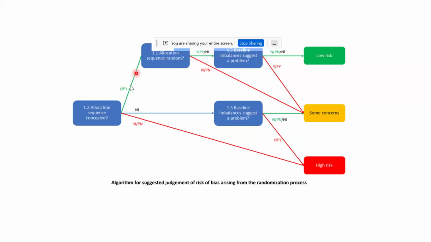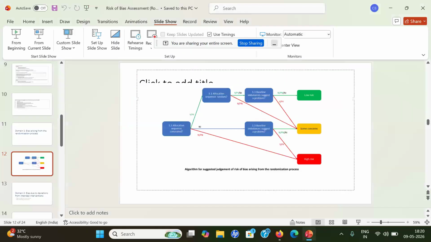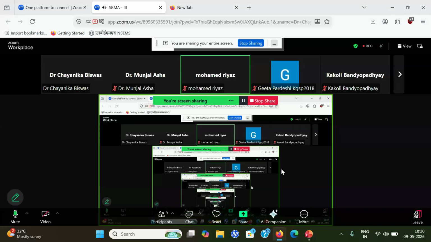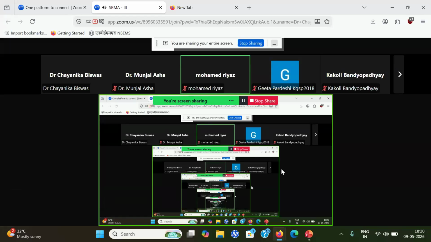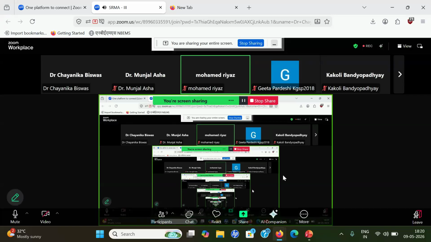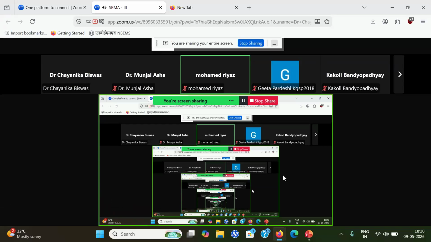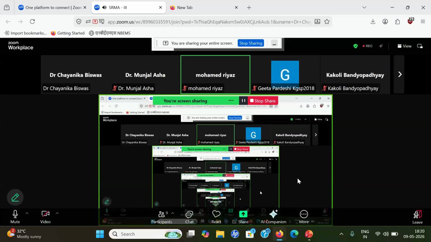Question 1.2. Allocation sequence concealed. Is everyone clear with what is allocation sequence concealment? Can somebody please explain what is allocation sequence concealment? Is everybody familiar with the term allocation sequence concealment?